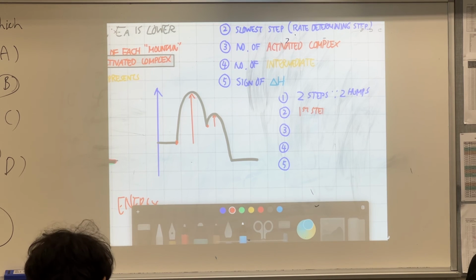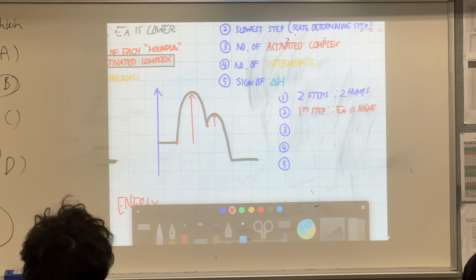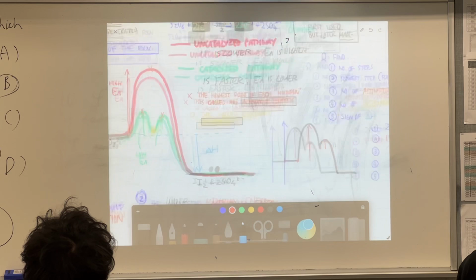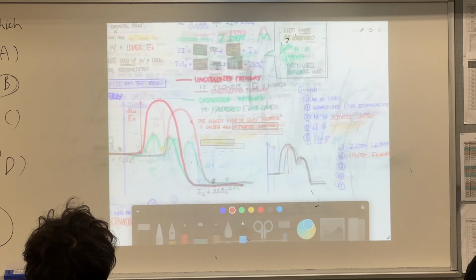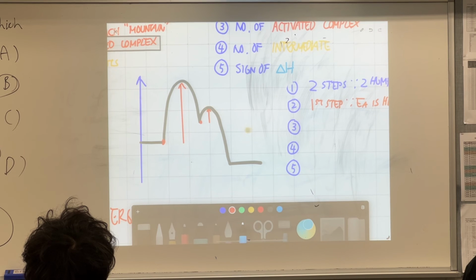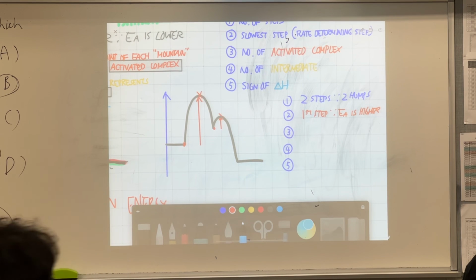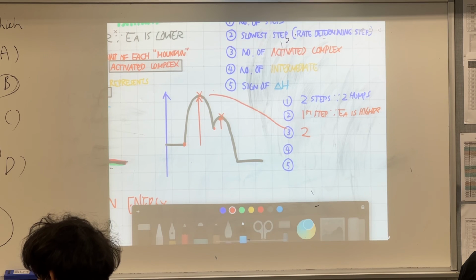Right now, why? Because the EA is higher. So that's good, right? Next up, how many activated complexes are there? What are activated complexes? They are the tallest point of each hump. How many tallest points are there? 2. So therefore, you can put 2. Okay, because there are 2 maximum points in here.